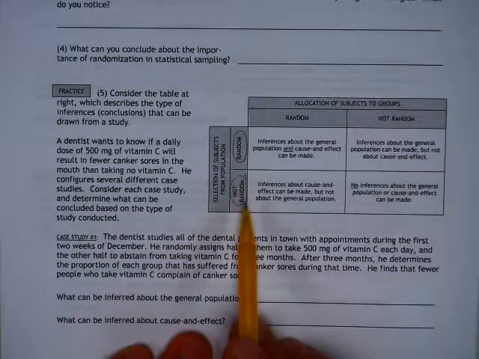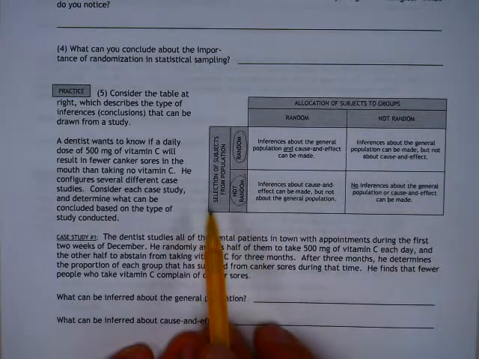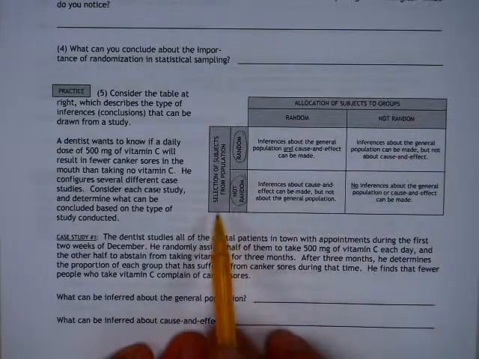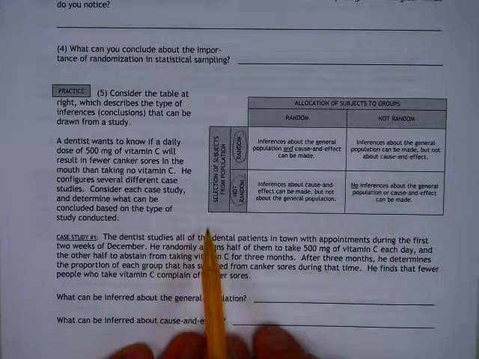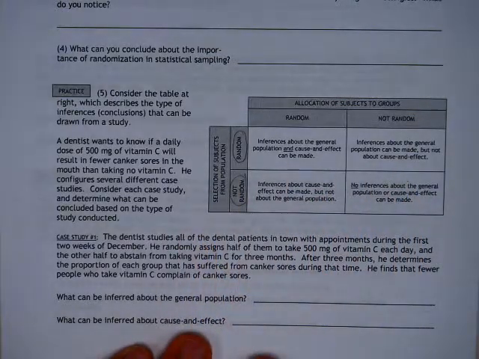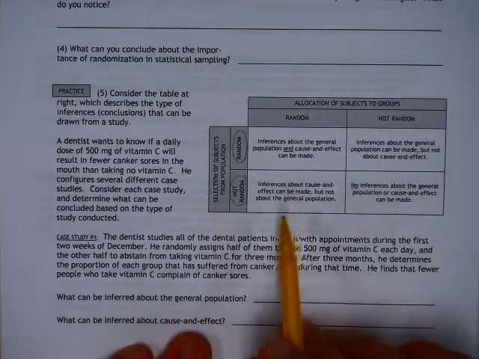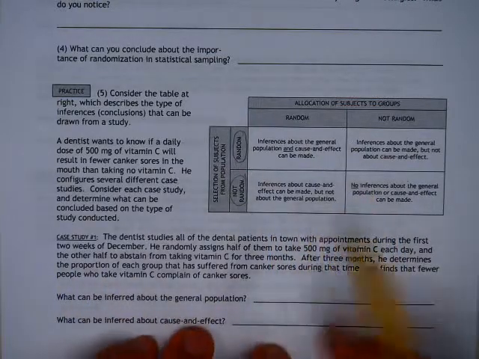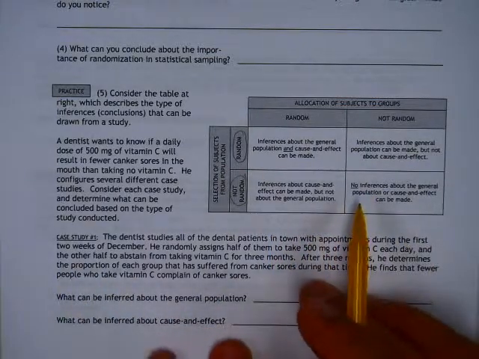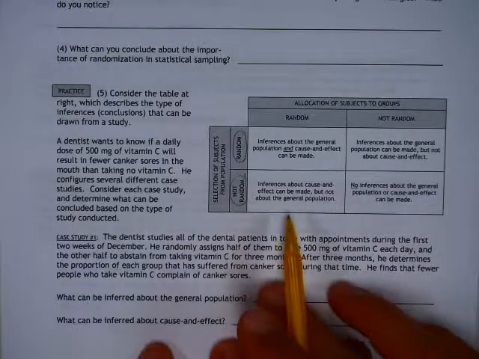If you don't randomly select from the population, if you simply say, oh, I have a classroom of people here, I'm going to ask you guys, do you take vitamin C or not? If it's my classroom that I'm asking people, I can't necessarily say results are true about the population. I can only say what appears to be true in my particular classroom. There seems to be a connection between taking vitamin C and canker sores. I just can't say it's true about the population.